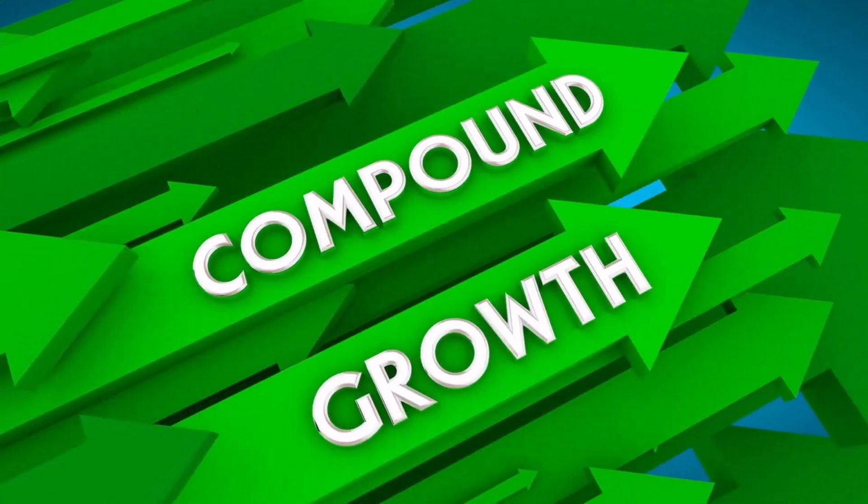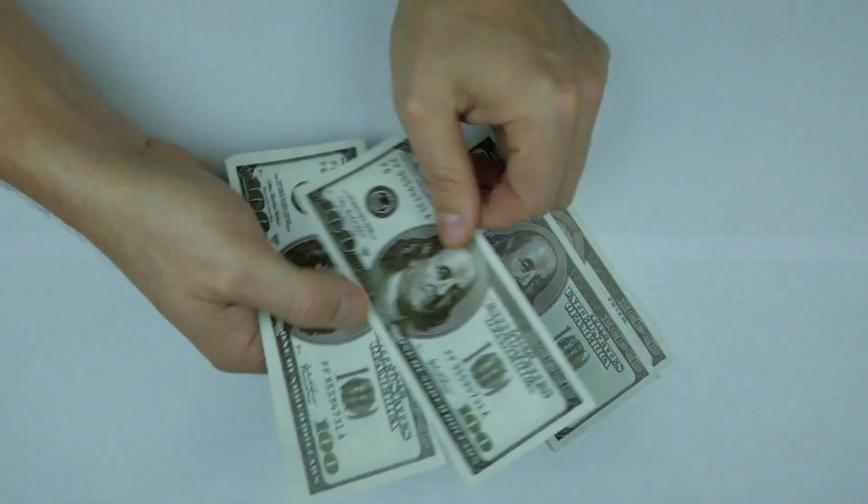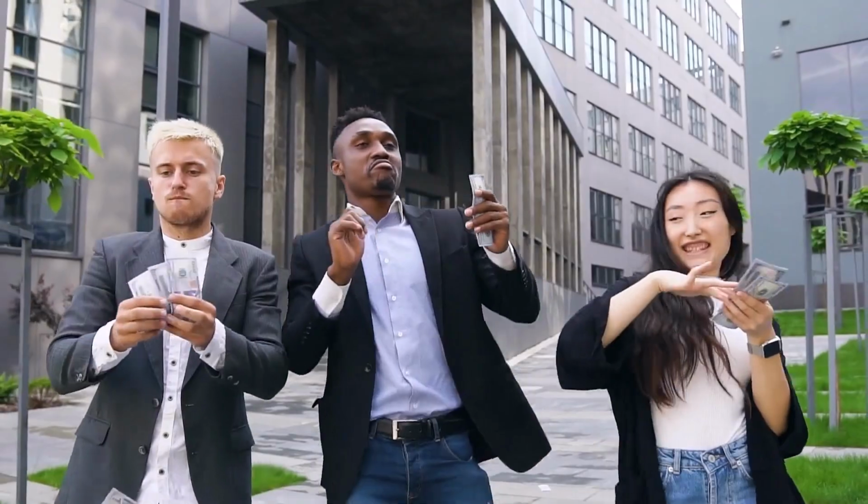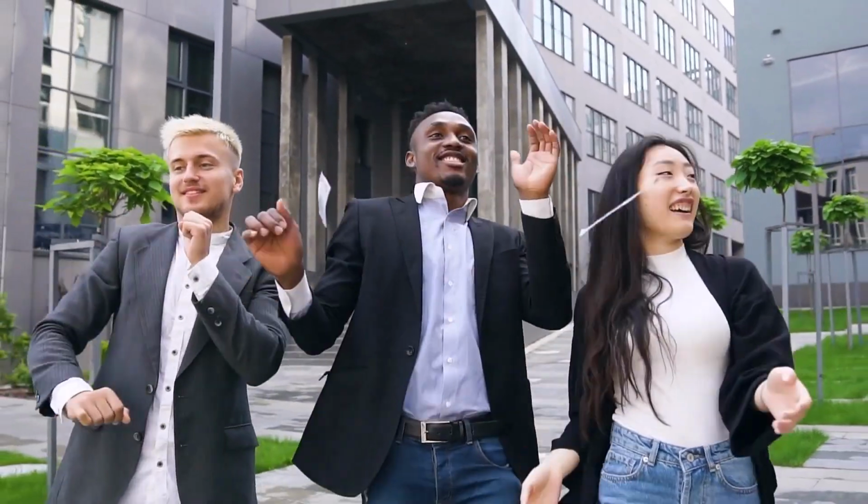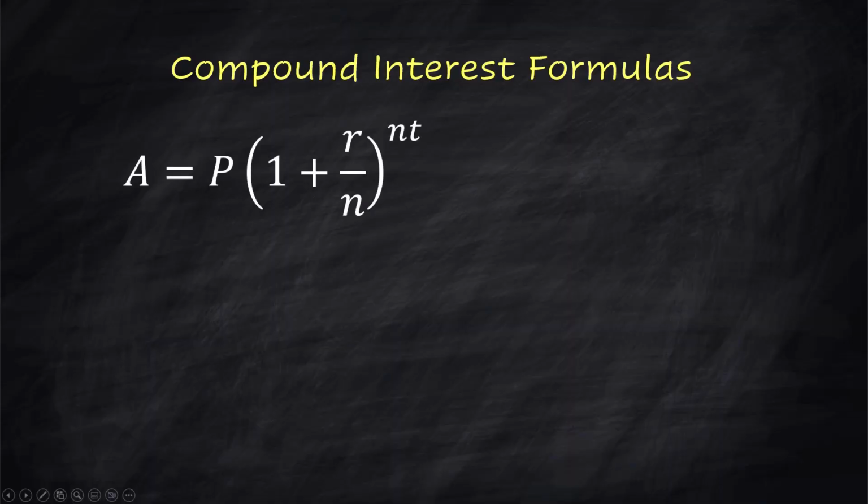Today we're talking about compound interest. There are two compound interest formulas, and I'll show you which one you'll use depending on the situation. The main one is A equals P times the quantity 1 plus R over N raised to the NT power.